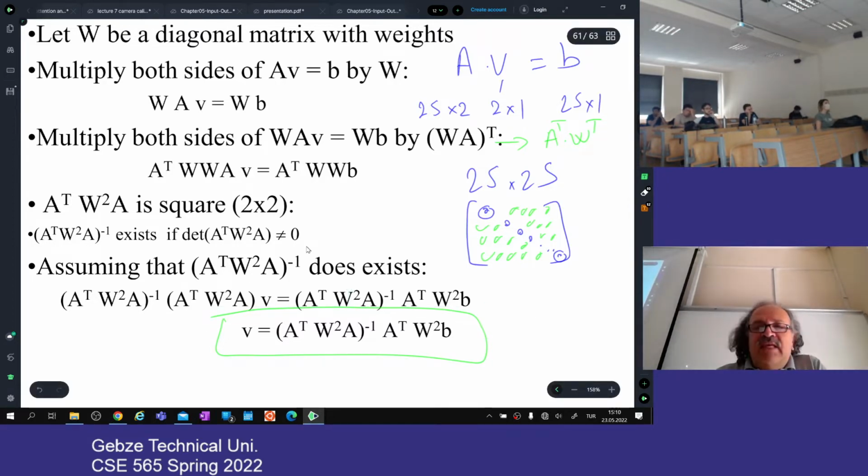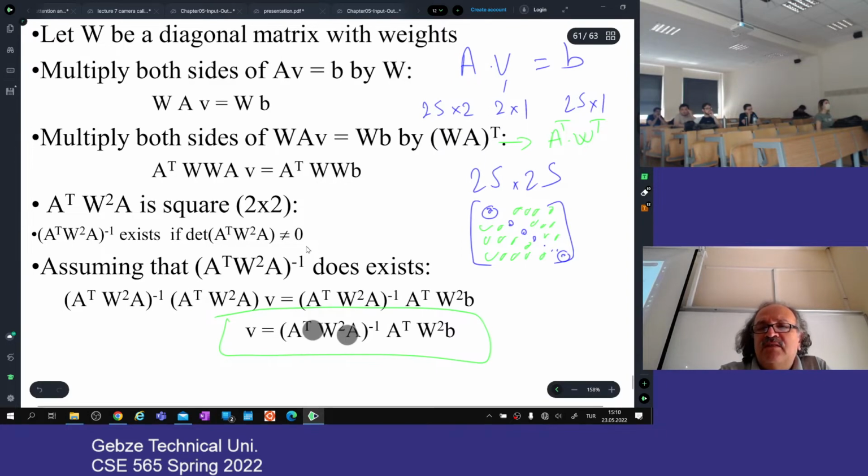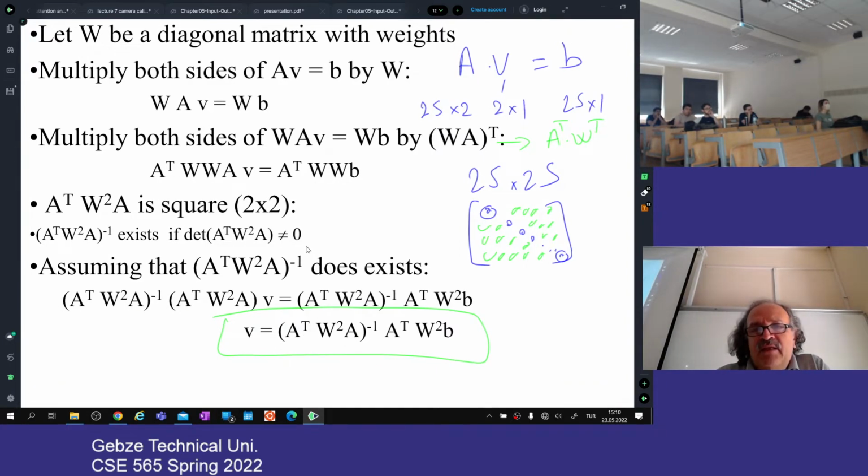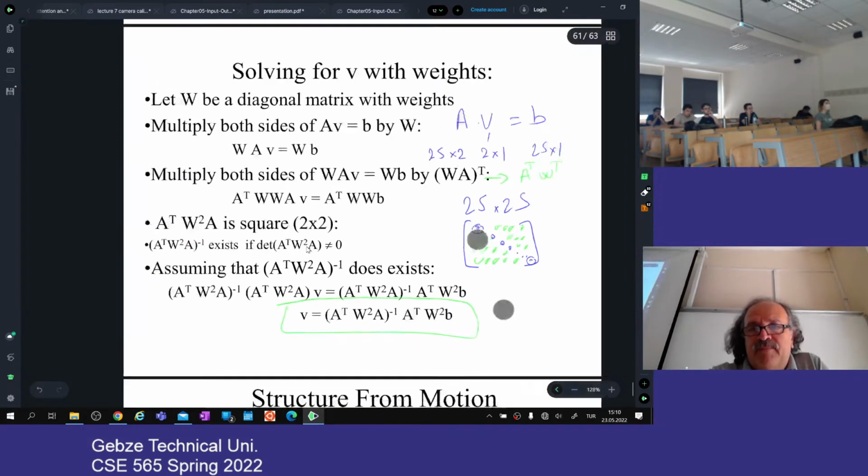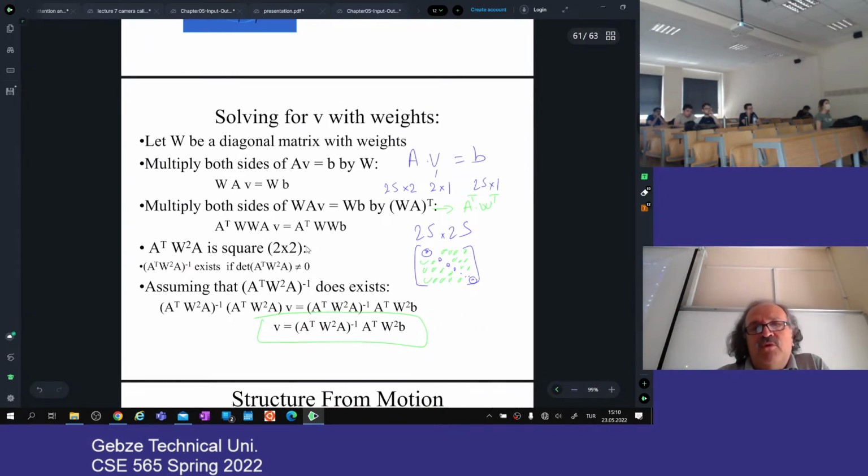It's just the same thing. If you can invert this, then this is solvable. If you cannot, then this is not solvable. And solving this is not a very big problem. So optic flow works exactly like that.